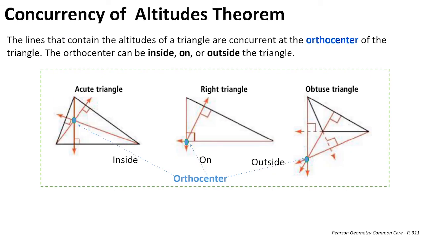So the concurrency of altitudes theorem states that the lines that contain the altitudes of a triangle are concurrent, or they meet at the orthocenter of the triangle. The orthocenter can be inside, on, or outside of the triangle. So as you can see in these three figures here, for an acute triangle, the orthocenter is on the inside. For a right triangle, the orthocenter is on the triangle. And for an obtuse triangle, the orthocenter would be on the outside of that triangle.